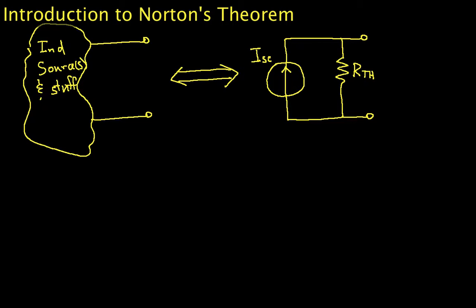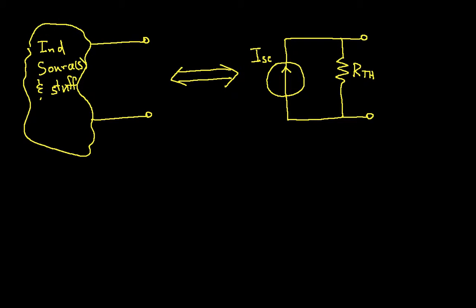Norton's theorem is essentially, conceptually at least, the same thing as Thevenin's theorem in the sense that we have a circuit which consists of independent sources, one or more, and other stuff, where the other stuff would be resistors and dependent sources. And the idea is that this whole blob of stuff, all of this stuff in here, is equivalent to a single current source in parallel with a resistor.